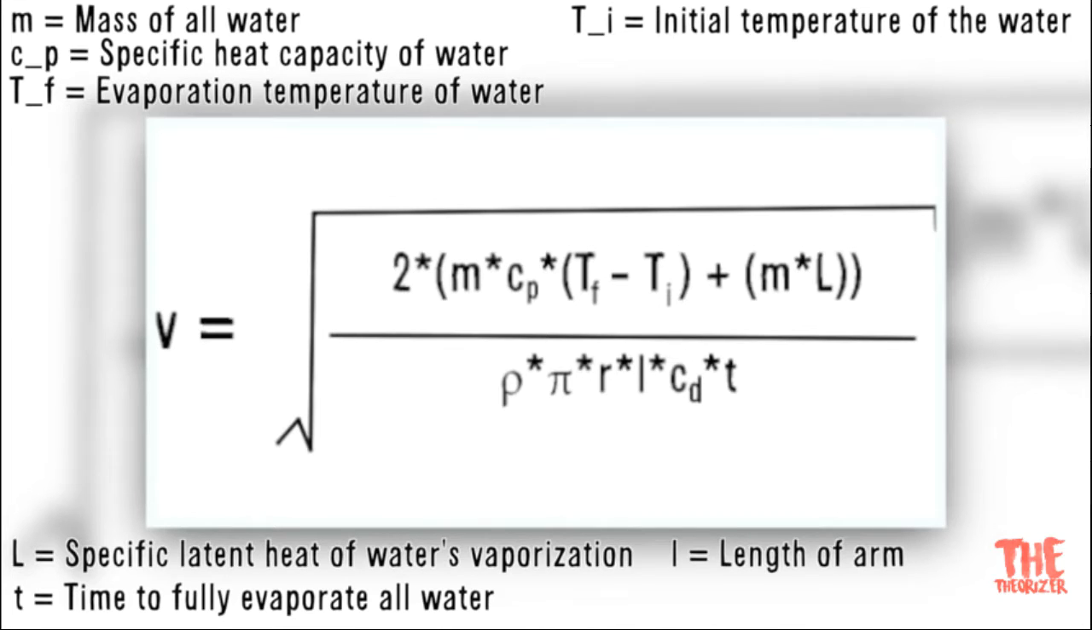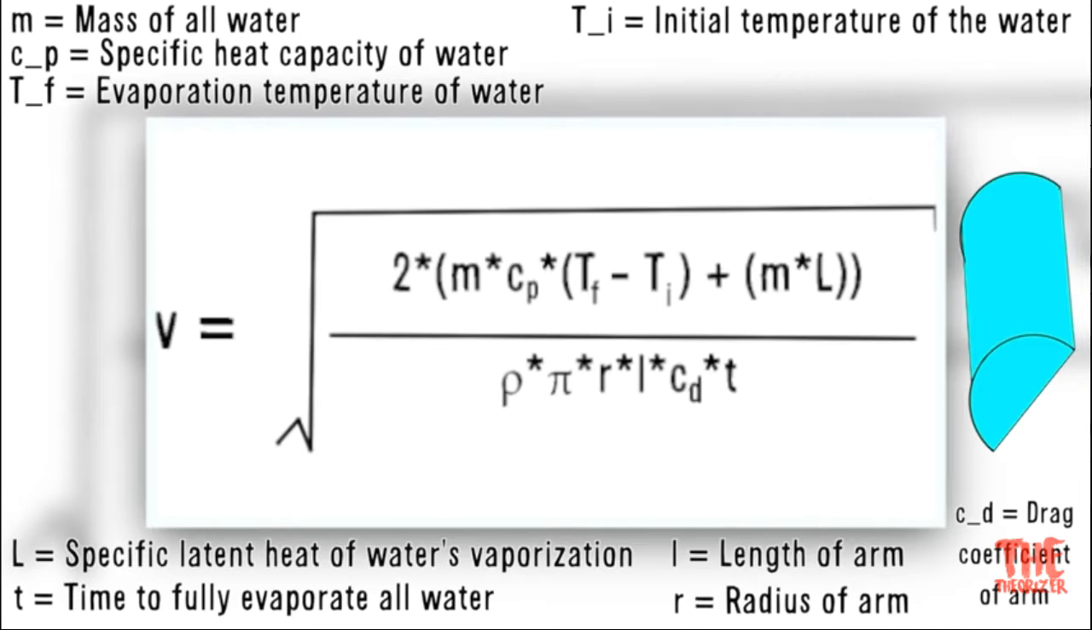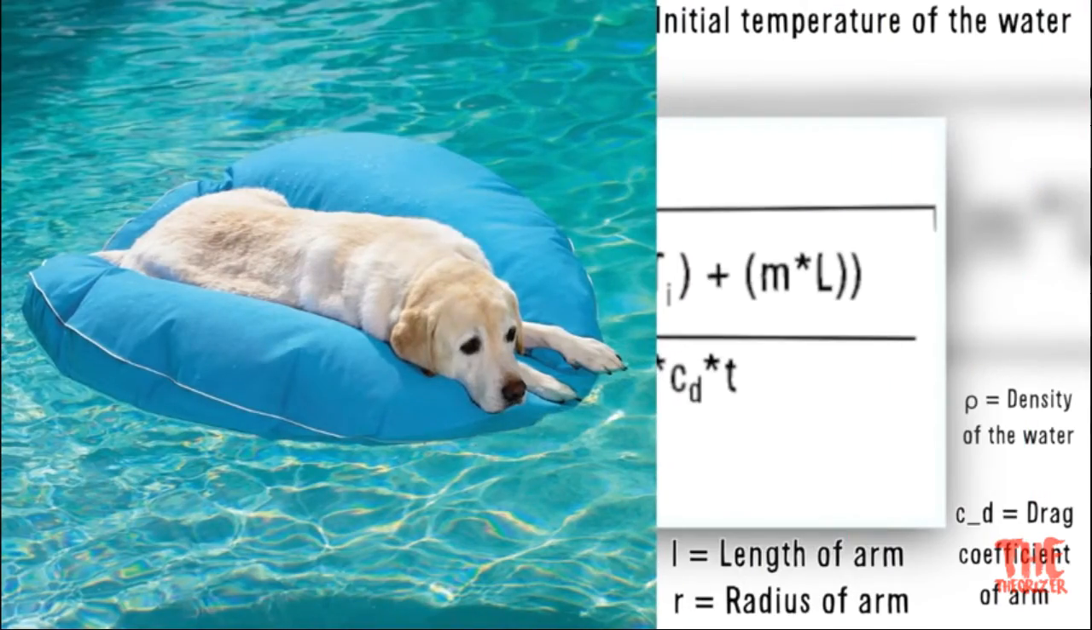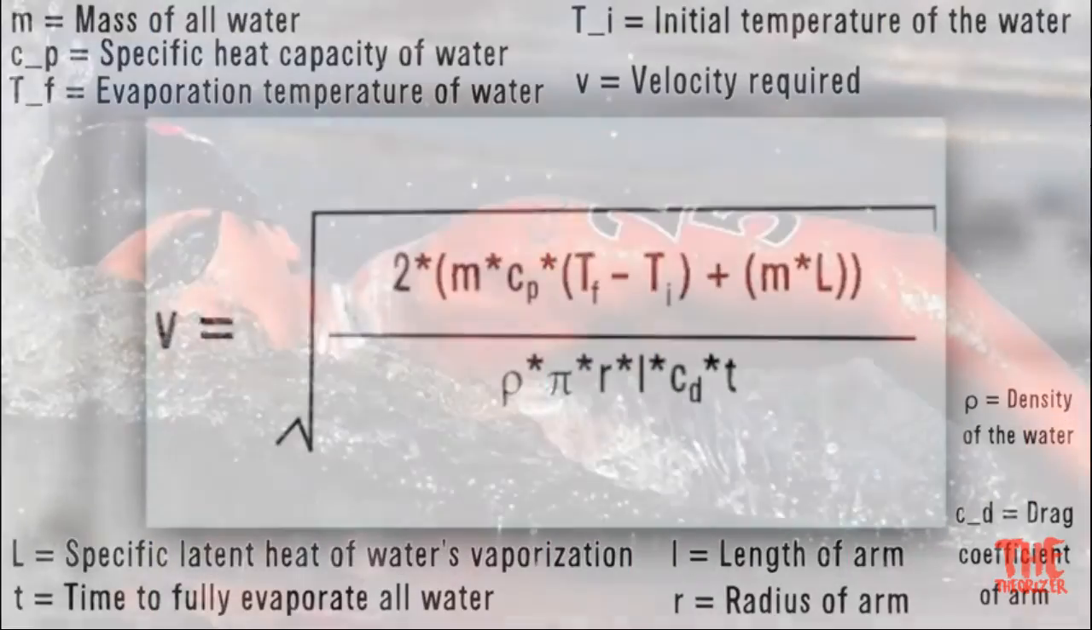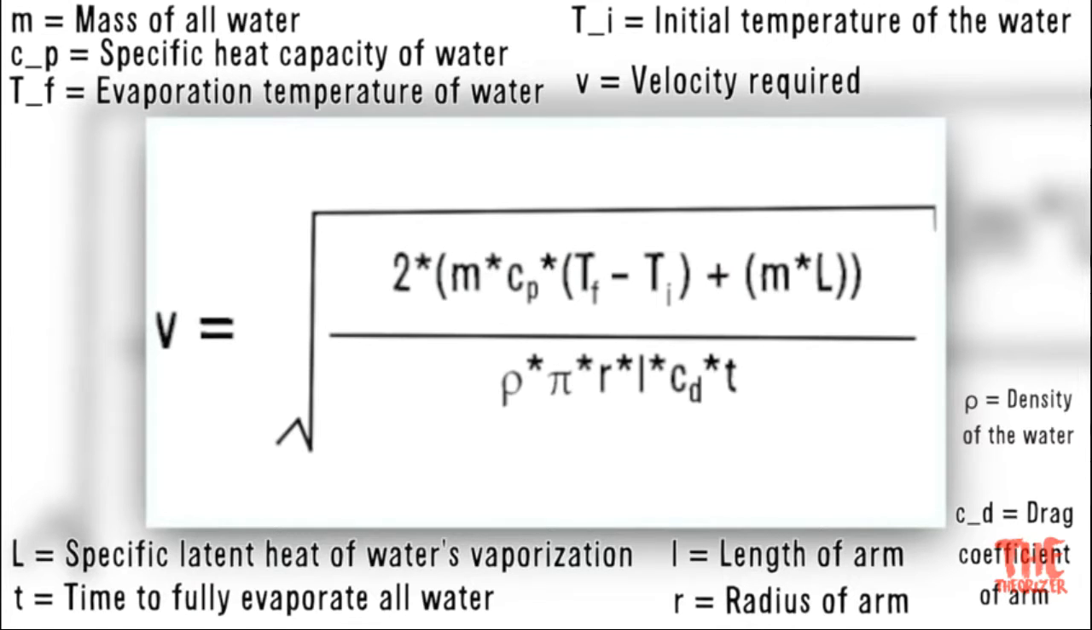Lowercase l is the length of the arm that is swimming. R is the radius of that arm. And C sub D is the drag coefficient of the arm, basically a number that corresponds to its abnormal shape. The Greek letter rho, which looks like a P, is the density of the water. Finally, V is how fast you need to swim. So what can we find out?